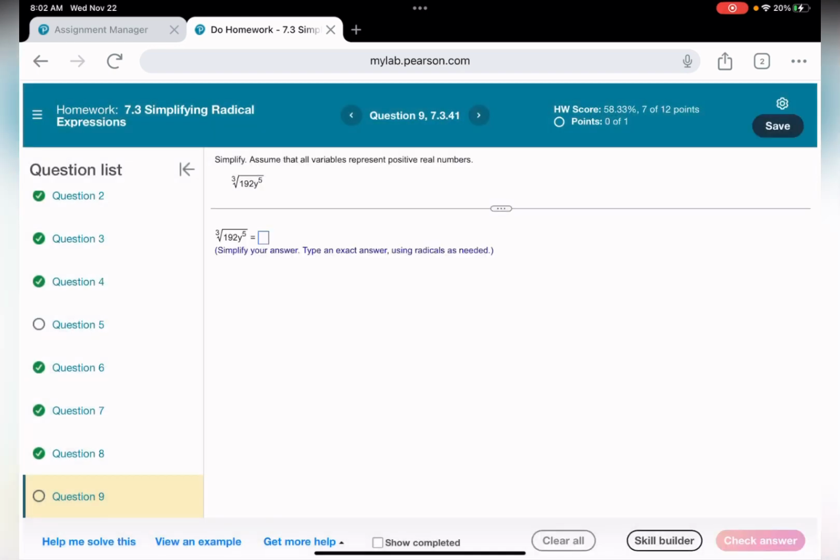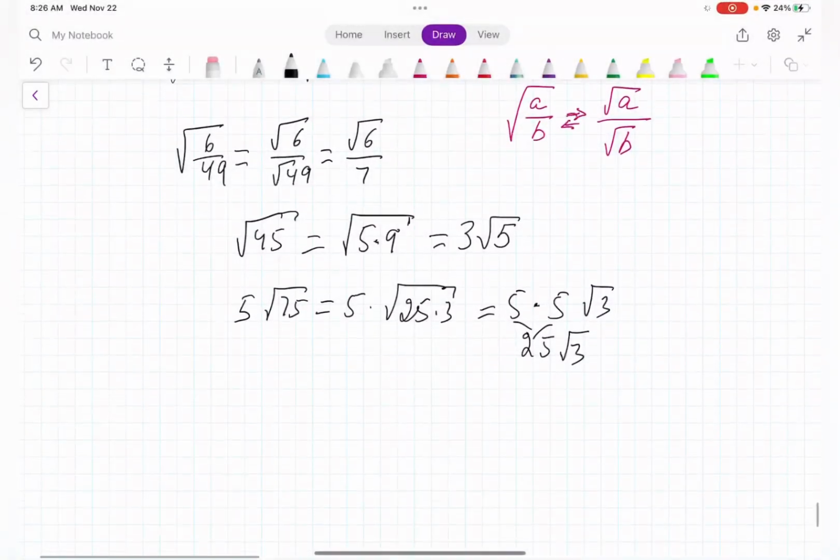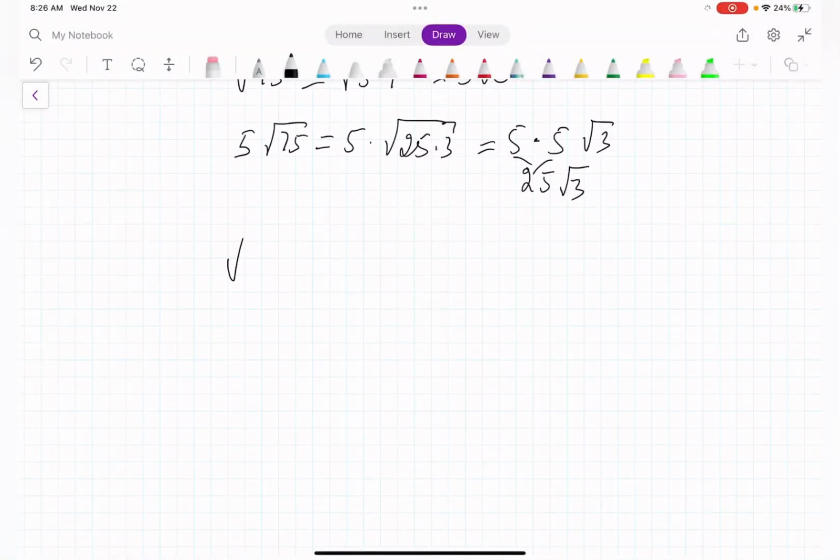Number 9, cubic radical 192y to the power 5. Let's figure out 192. Since it ends with 2, I'll see if I can divide by 3. 192 divided by 3 is 64. Very good.